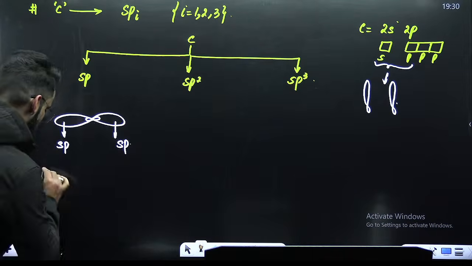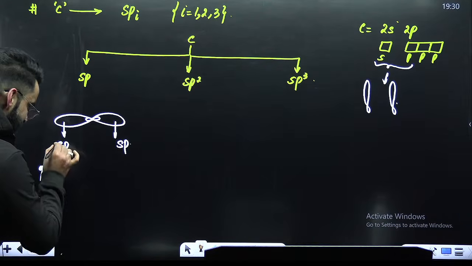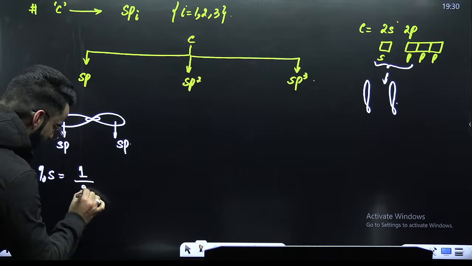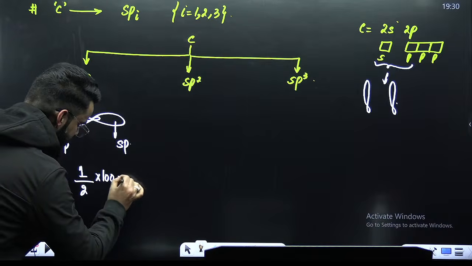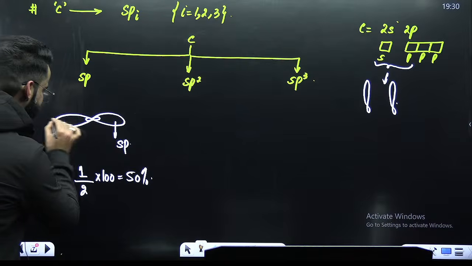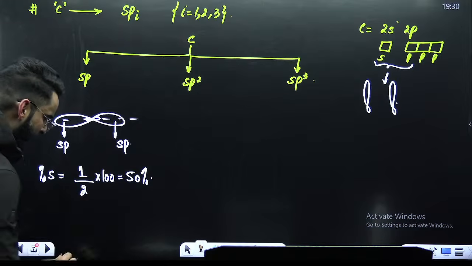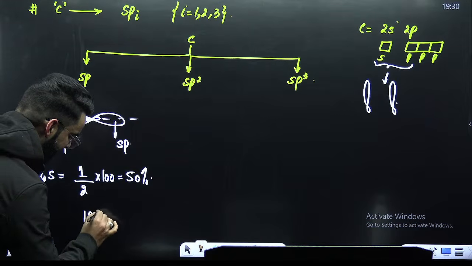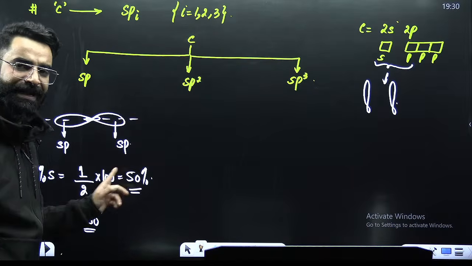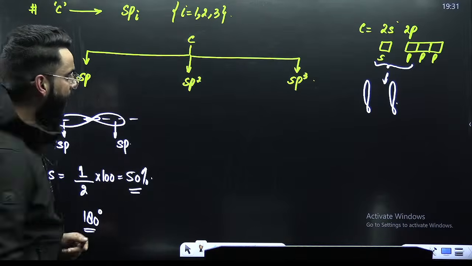Now, if I ask you what is the percentage of s character in sp hybrid orbital, you will say, since there is one s orbital used, divided by, in total there are two orbitals used, multiplied by 100. So percentage of s character in sp hybrid orbital is nothing but 50%. Now, in sp hybridization, what is the bond angle? The bond angle will be simply 180 degree. So percentage s character 50%, and bond angle is 180 degree. Correct?